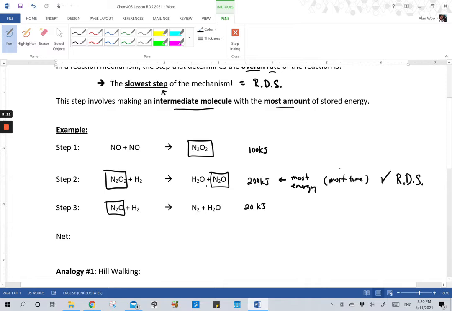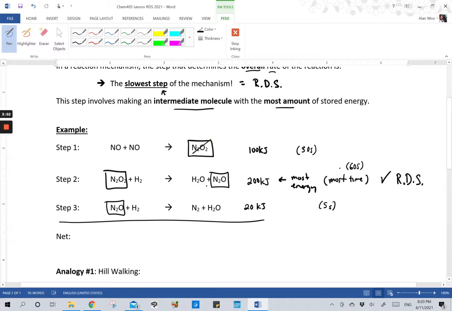So if we were to look at the overall net reaction, if we translated the amount of energy to the amount of time, let's say 100 kilojoules equates to 30 seconds, 200 kilojoules could be 60 seconds, and 20 kilojoules could be, let's say, 5 seconds.